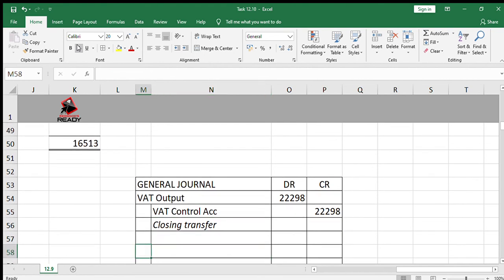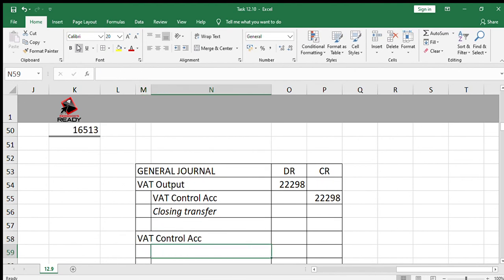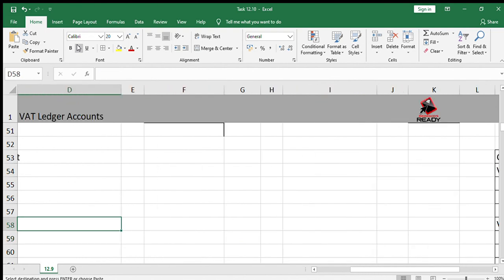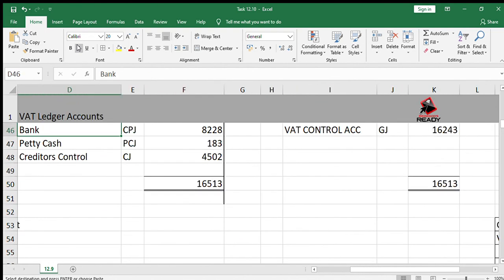Then the same thing for the VAT input. For the VAT input, we debit the VAT control account. Please remember for exams, these journal entries are not very important, so don't concern yourselves with it too much. So we're going to debit the VAT control account and we credit VAT input. Same narration, closing transfer. All I need is the amount, the VAT input, just 16243.